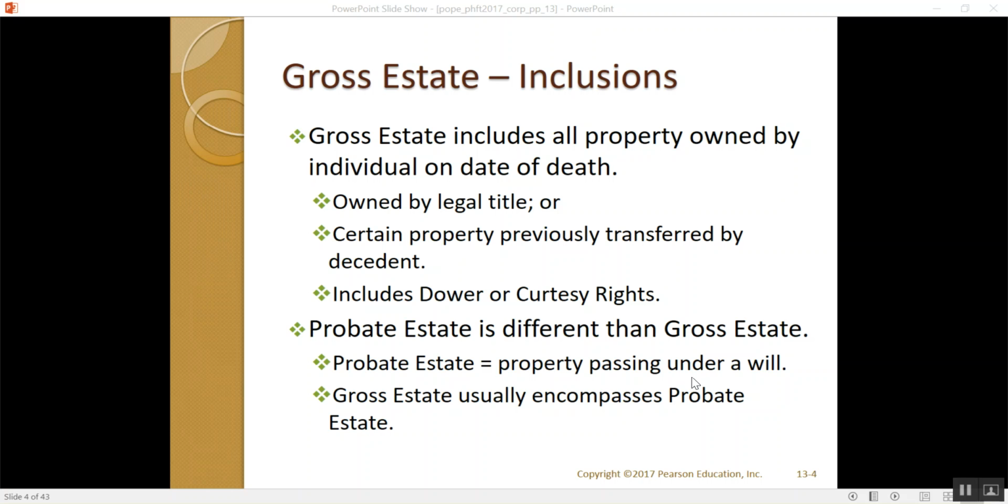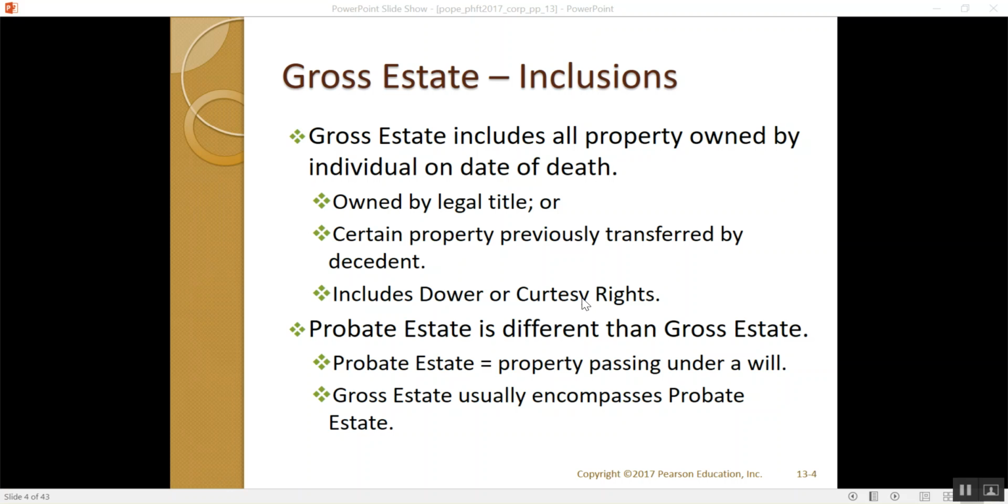But just know that in certain states, there is a law that says that a widow gets a certain interest in her deceased husband's property, and it's called a dower right. And then if the wife dies first, the widower gets a courtesy right in a certain portion of the deceased spouse's property. And if you live in a state where there are dower or courtesy rights, remember that the gross estate includes the dower or courtesy rights.